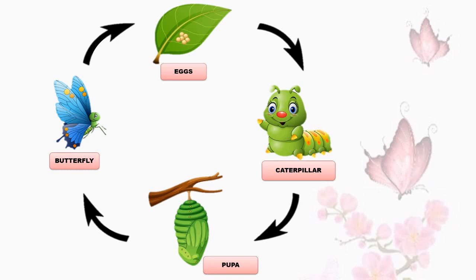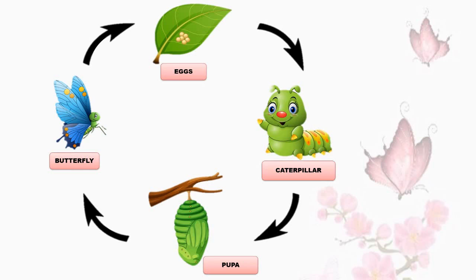Next is pupa. When the caterpillar is full grown and stops eating, it becomes a pupa. The pupa of butterflies is also called chrysalis. Next stage is adult. The adult stage is what most people think of when they think of butterflies. They look very different from the larva.